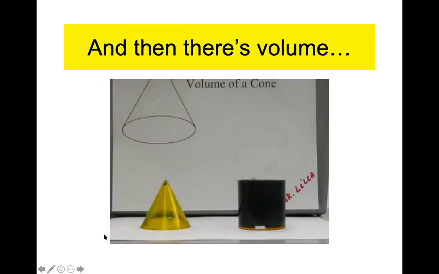Okay, the key points of this video is that both the cylinder and the cone have the same base area, so it's the same circle, and they have the same height. And the video shows you that 3 cones make 1 cylinder. So if you want to know the formula for the volume of a cone, take the formula for the volume of a cylinder, pi r squared h, and divide it by 3, and that would give you 1.